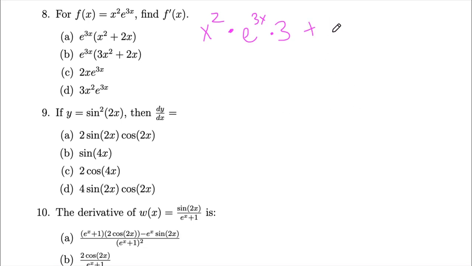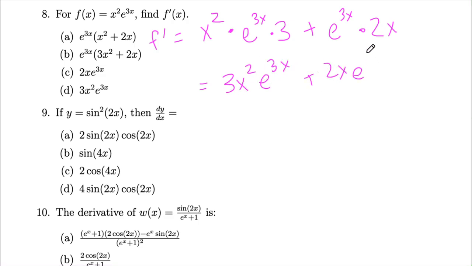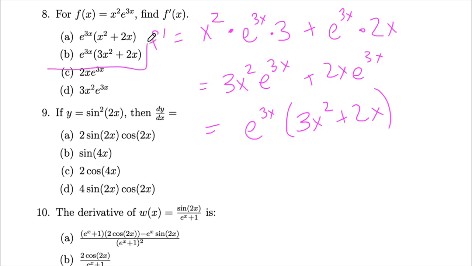Okay, and then we're going to do plus the second times the derivative of the first. And again, I just used the power rule there. Of course, this is f prime equals. Now, let's go ahead and just clean this up. Let's write it as 3x squared e to the 3x plus 2x e to the 3x. So we do have a GCF here of e to the 3x, so let's go ahead and factor that out. And then we would be left with 3x squared plus 2x, which would be answer choice B.